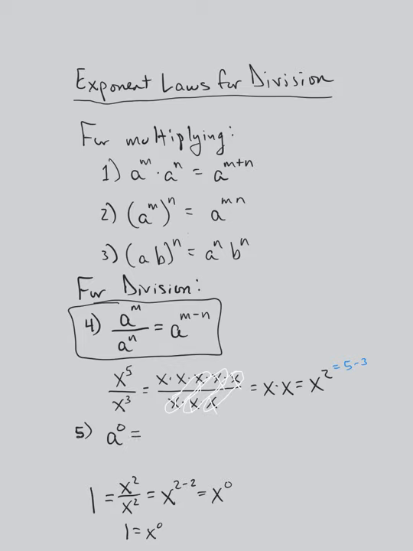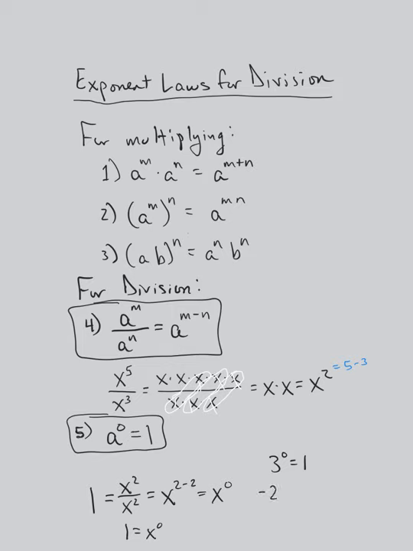So anything raised to the 0 power is equal to 1. Make sure you realize this applies to numbers too. So 3 raised to the 0 is equal to 1. Now there's one quirky thing you have to be careful of though.